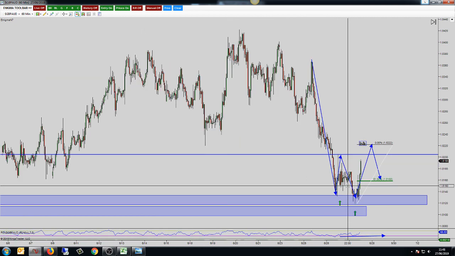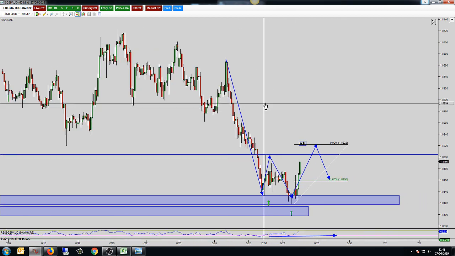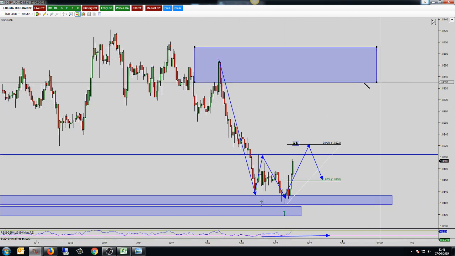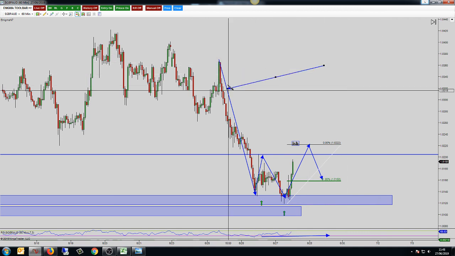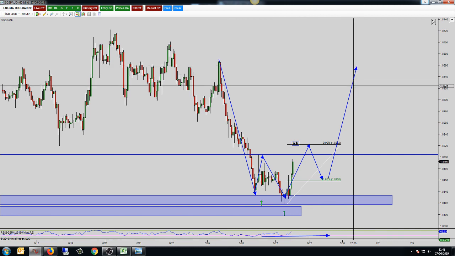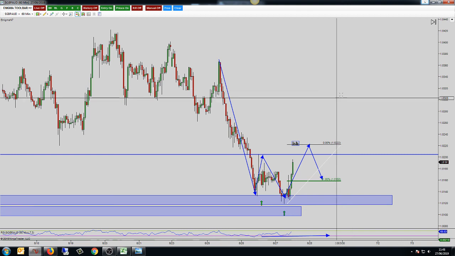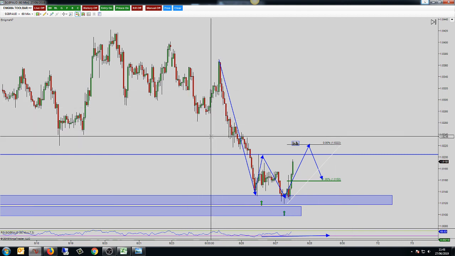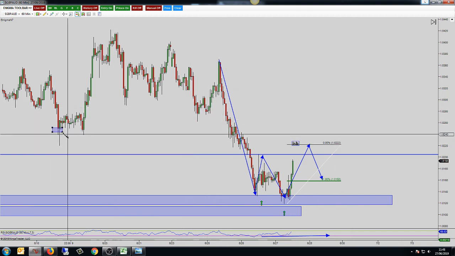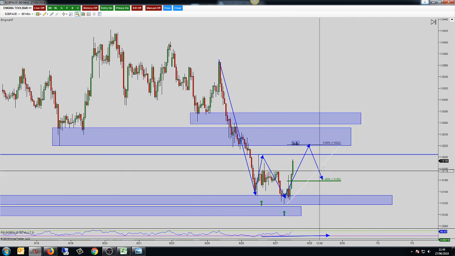Now, targets. Where could targets be? As a general rule of thumb, whenever we see deep rallies like this, we typically see long extensions. Doesn't always come off, and if there's not a structure level here that you're happy about taking profits at, so for instance, this would be a level here I'd pay attention to, this would be the next level.